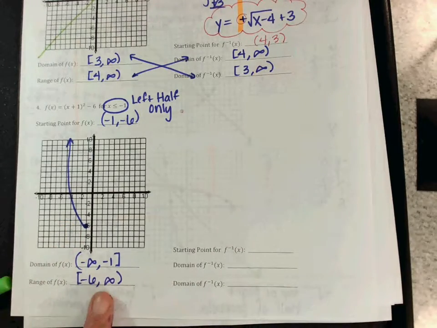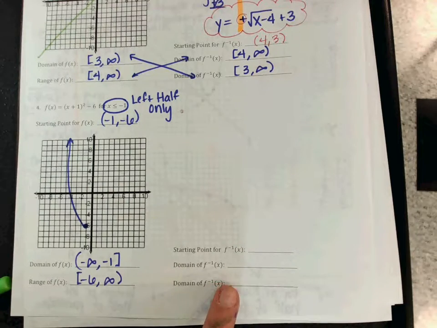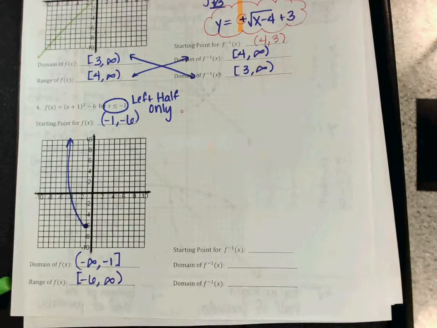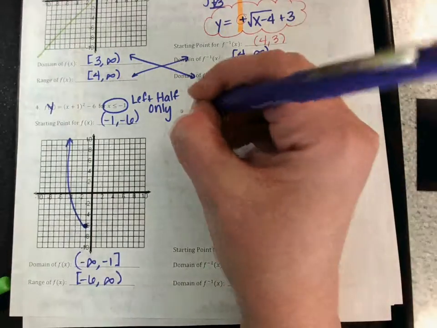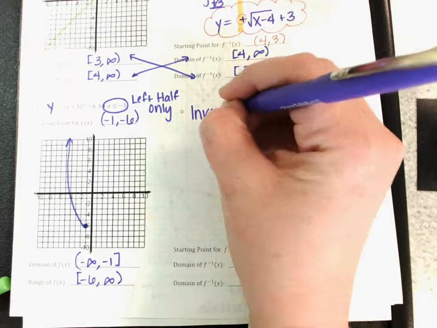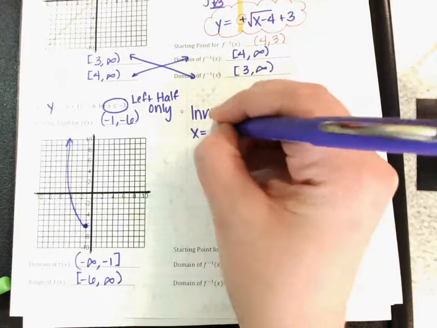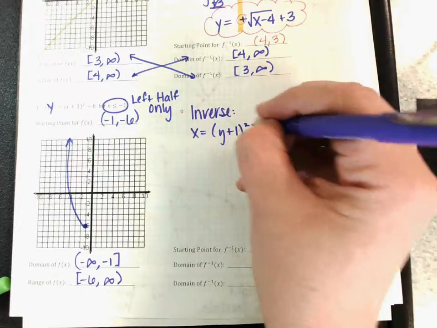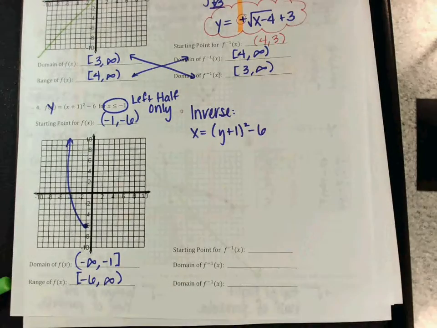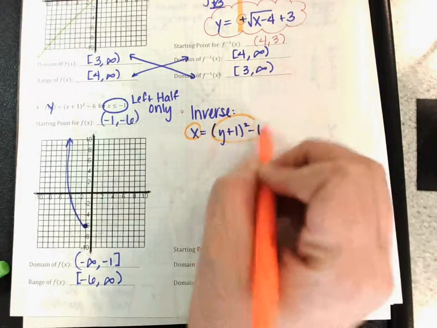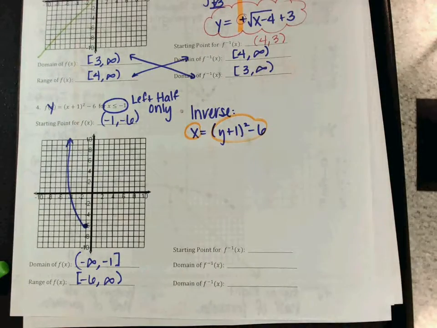And if I know these answers, I kind of in my head already know the answers over here too, right? But we want to make sure that they're right. So, first thing we're going to do is change our y and our x in our equation. So I'm going to write inverse here. And it's going to be x equals y plus 1 squared minus 6. And then after I switch the letters, I'm going to also switch the sides. So these guys are going to reverse from each other.